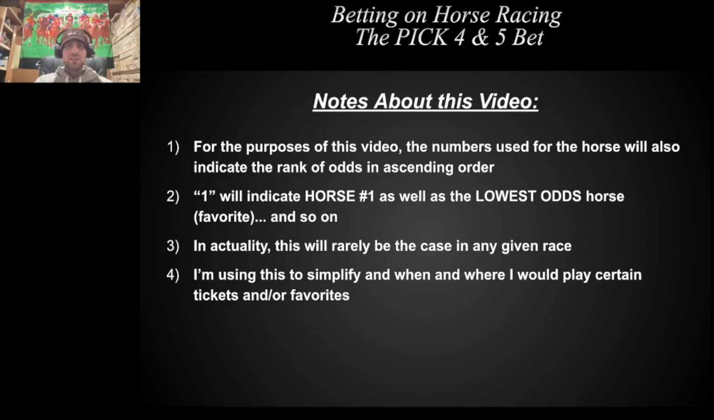In actuality, this will rarely be the case in any given race. The 1 will not always be the favorite, followed by the 2, followed by the 3, and so on. I just wanted to simplify things in these videos so that everyone knows when and where I'm using the lowest price horses, and when I'm trying to find some longer shots. So it's just to simplify things for the sake of this video, but the odds will vary race to race.